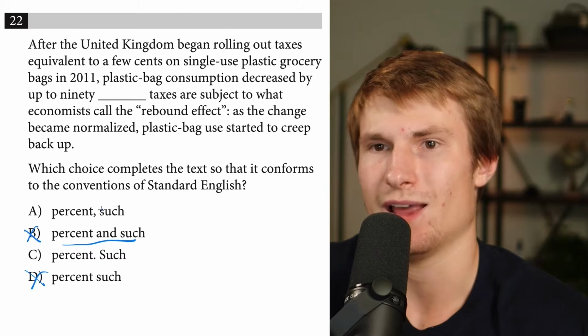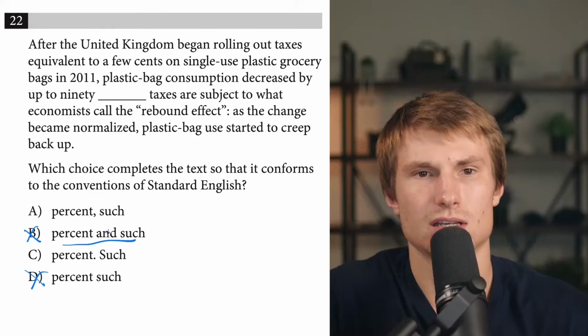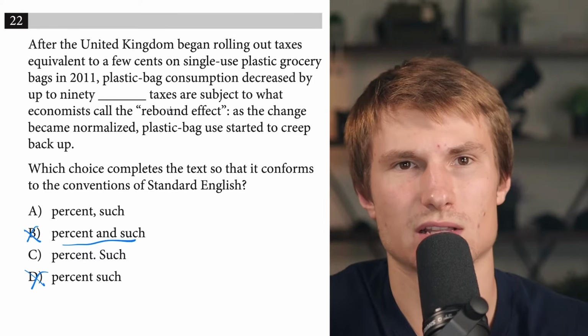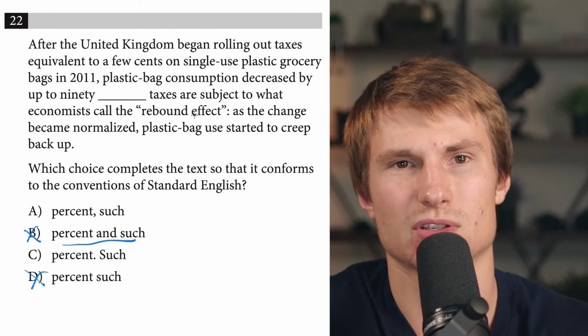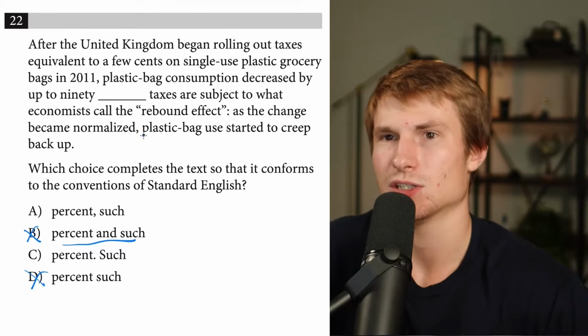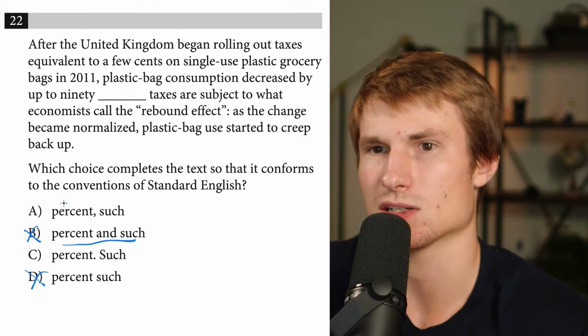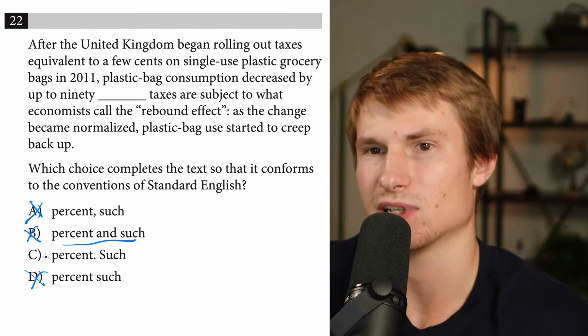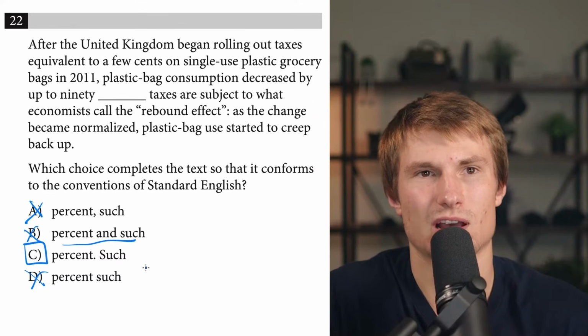So now it would be between A and D, or A and C. Okay, so the big question here is whether or not such taxes can stand on its own. So we have such taxes are subject to what economists call the rebound effect. As the change became normalized, plastic bag use started to creep back up. All right, so that's going to be an independent clause on its own. We can't just connect that with only a comma. We'd have to have a period. So our answer there would have to be C for 22.